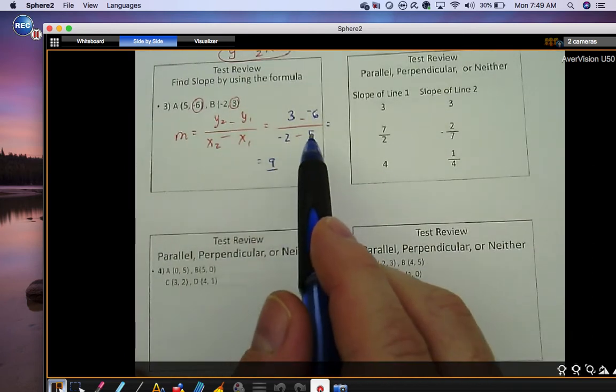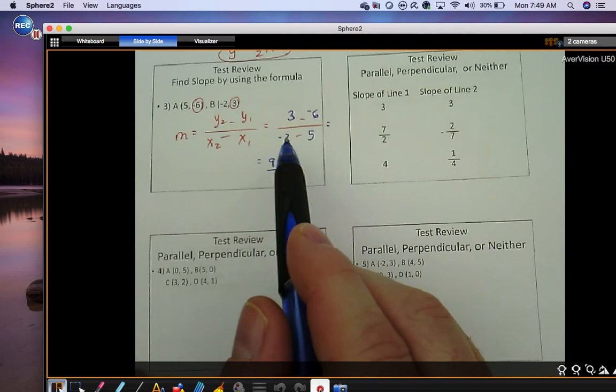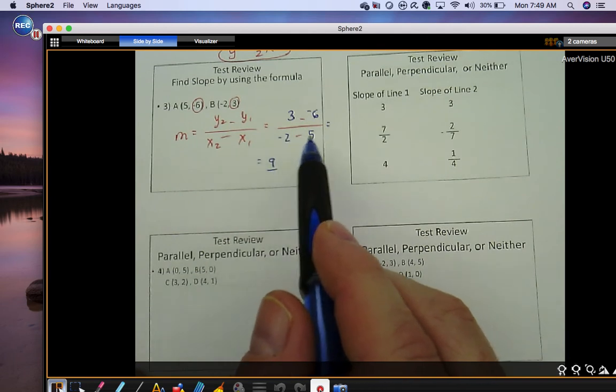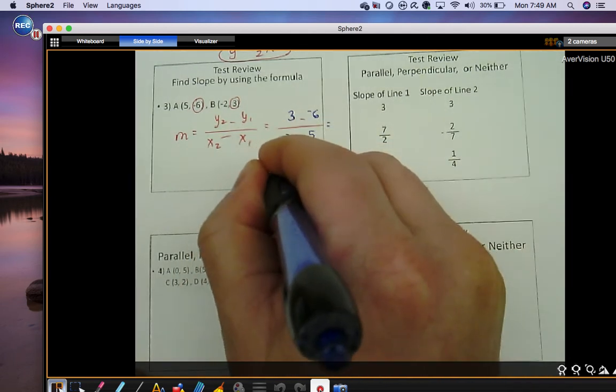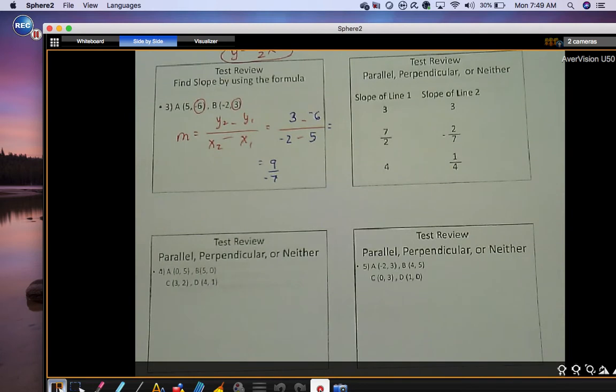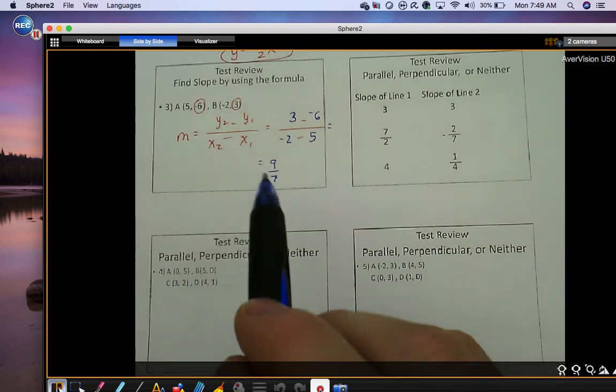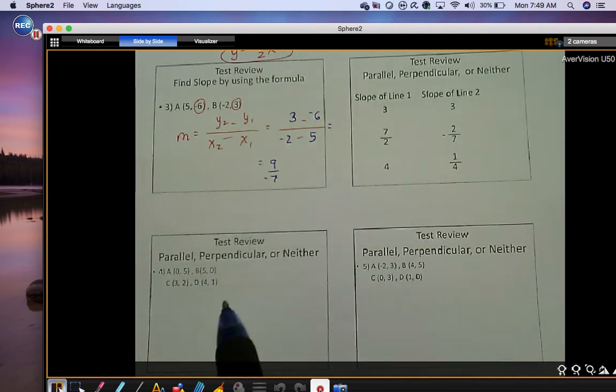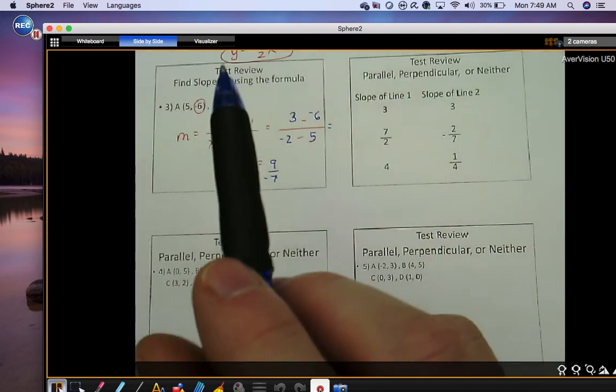Negative 2 minus 5 is negative 7. Nothing really to simplify there. That's your slope, and we found it by using the formula.